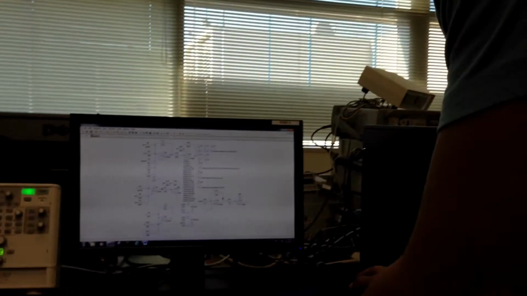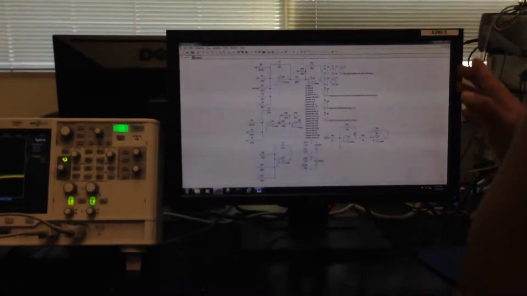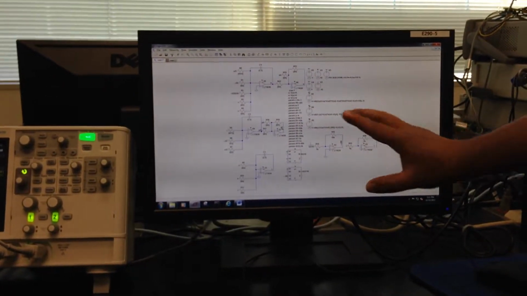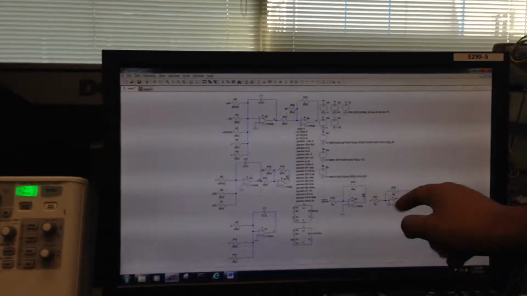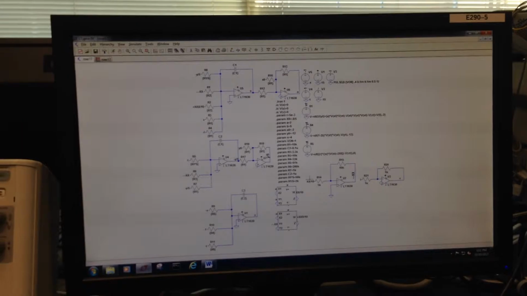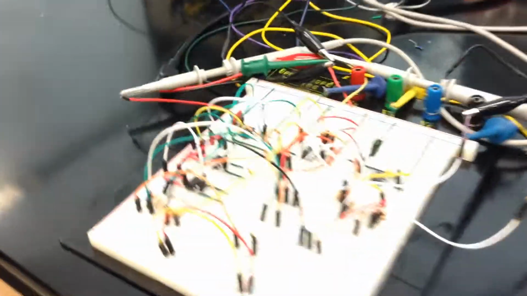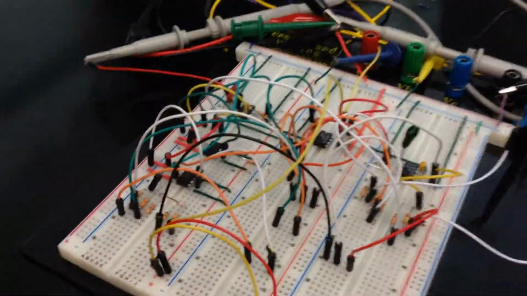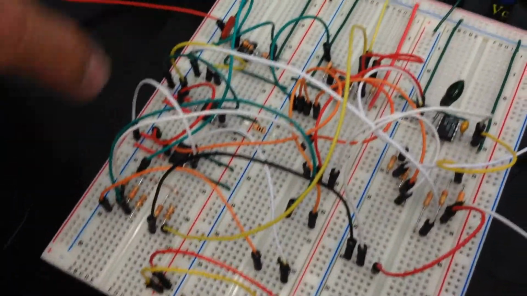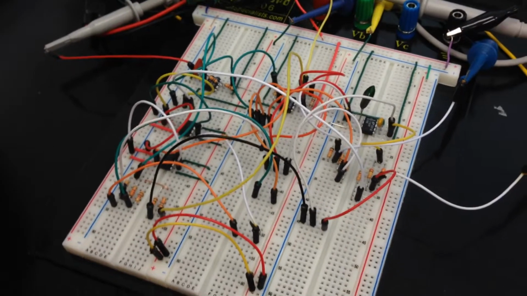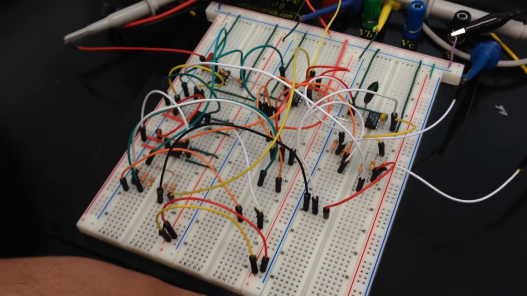Cool. So this is the LTSpice simulation. When we were done designing the circuit, we built a hard analog circuit from the LTSpice design. So this is our breadboard model of the Hindmarsh-Rose neuron.